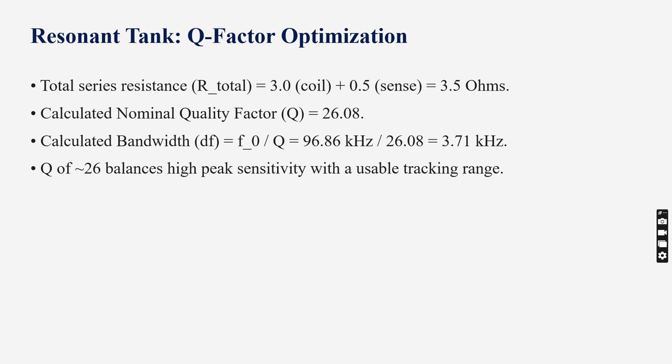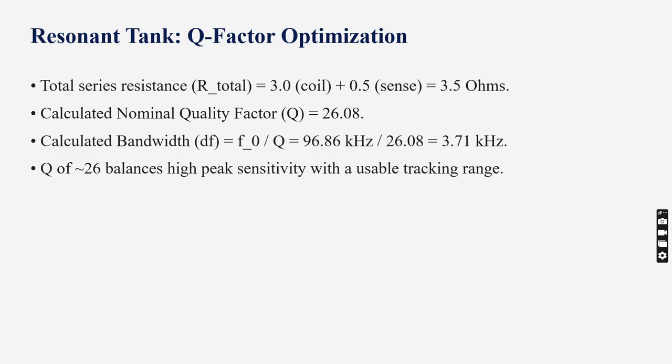The quality or the Q factor represents the ratio of stored energy to dissipated energy per cycle. With a total series resistance of 3.5 ohms, the nominal Q factor is calculated to be 26.08, yielding a resonant bandwidth of 3.17 kHz. This Q factor represents a carefully calculated engineering compromise.